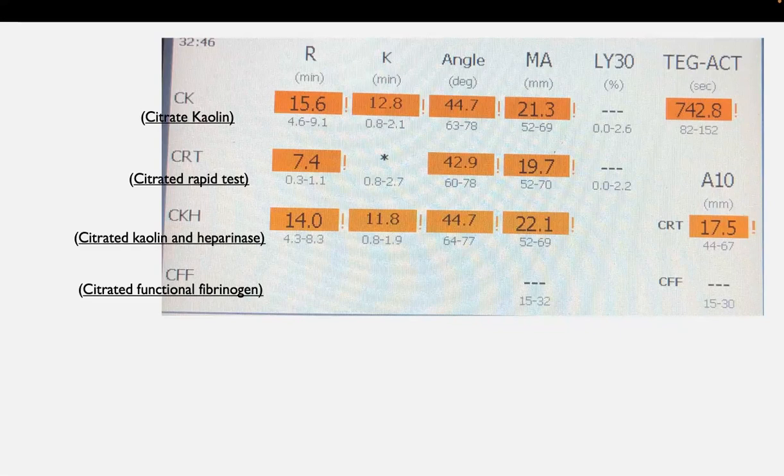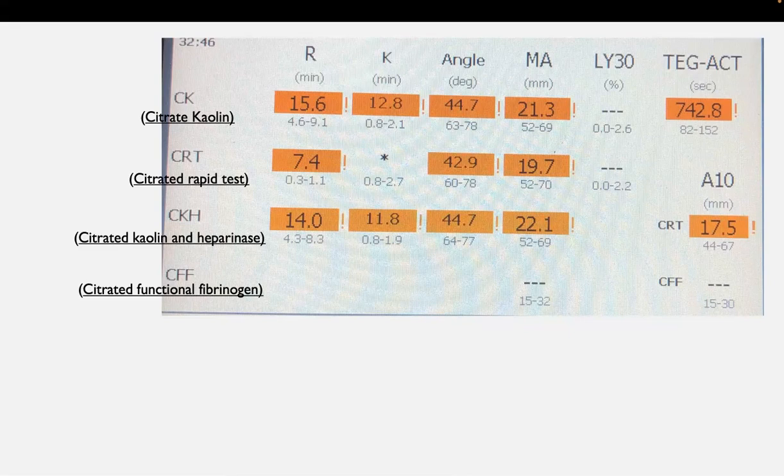So the CK arm is actually the most accurate arm, but it takes about 30 minutes to come out. And if you have a patient that's bleeding on the table right now, you want something that's shorter, right? And then you have your CRT, which is your citrated rapid thromboelastography. And this just doubles the amount of activator, so kaolin. So it's double the amount, and it comes out pretty fast. It comes out within 10 minutes, you'll have those results, but it's not as accurate as the CK.